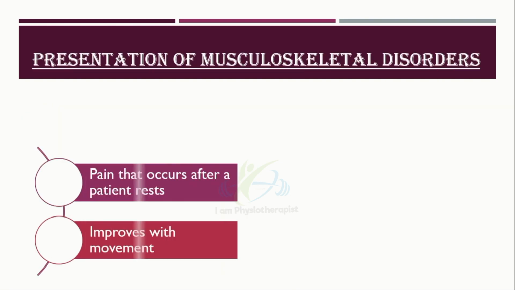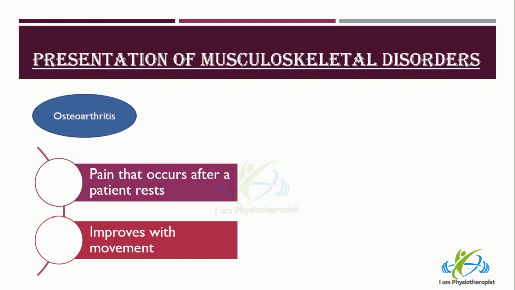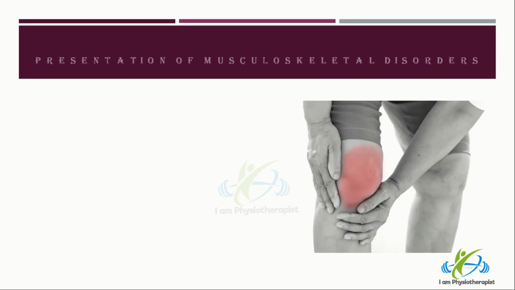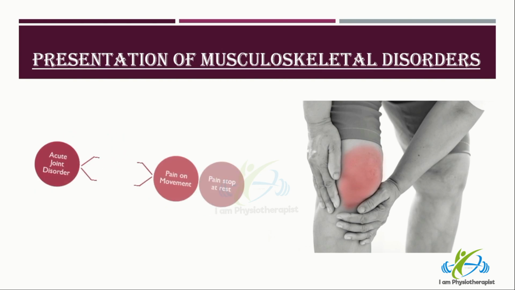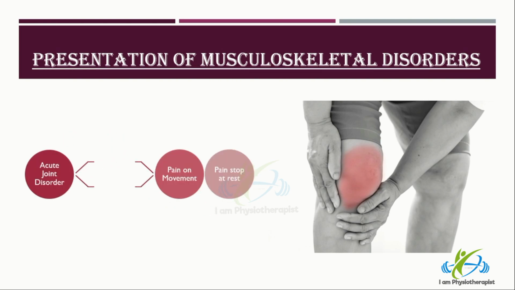Pain that occurs after a patient rests and improves with movement is usually a sign of osteoarthritis of the joints, occasionally sprains and strains. Sprains and strains are mostly caused by minor trauma, overuse, force, or stretching, while osteoarthritis is a degenerative change that occurs with the passage of time. Pain occurring on movement of a joint and stopping when the joint is at rest is usually a sign of an acute joint disorder, sometimes a sprain or strain.